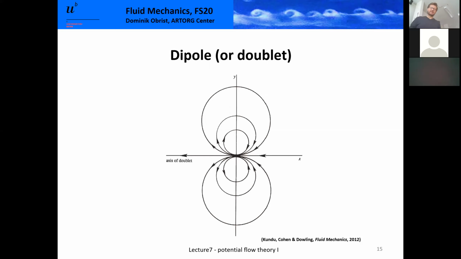Now, as I said, these are all solutions of potential flow, but they're not yet that useful. Well, maybe the corner flow is, but all the others are not that useful in practice. I will now show you what you can do with a dipole and the parallel flow. Just imagine you take such a dipole solution, or actually a source and a sink close together, and you add a parallel flow to it from the left.